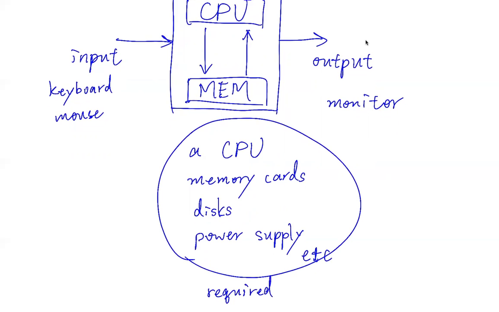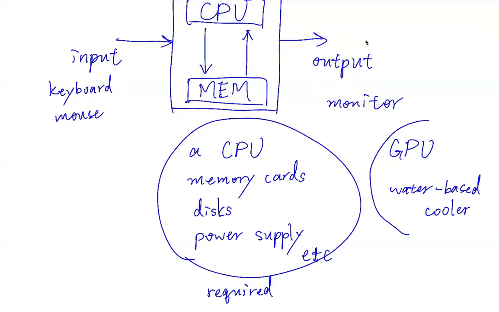And those who play video games a lot might require a GPU or an advanced cooler system, like a water-based cooler, etc. But these are optional. Okay, so let's move on to how to install your computer components on your motherboard.